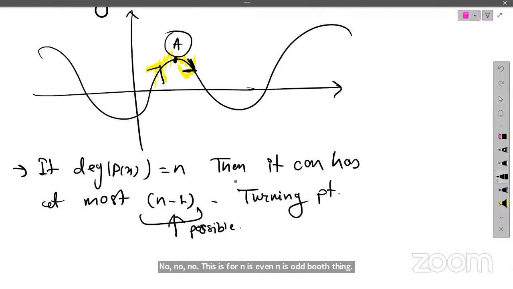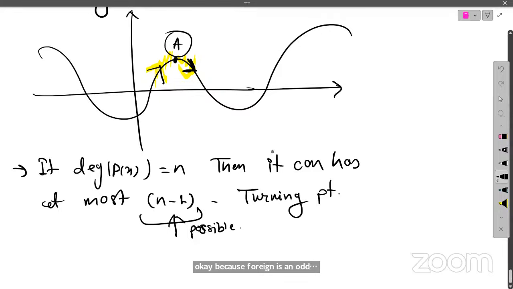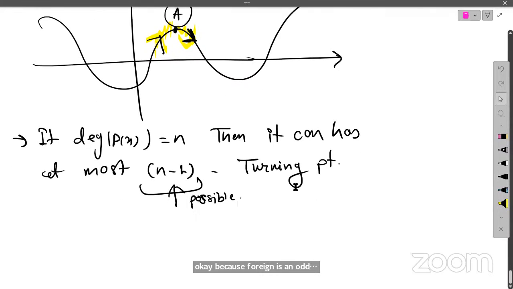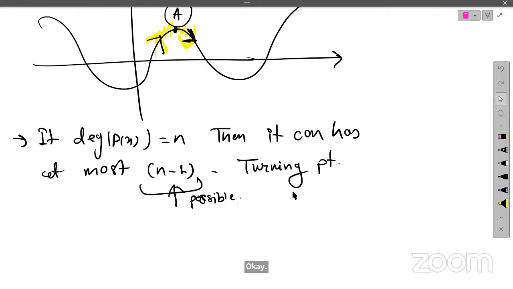Okay, because for n is odd. Yeah, it is for both. It's not mentioned. Okay. For this graph, how many turning points? Sorry, what? Your voice is breaking a little. Yeah, actually, I'm here, some network issue. Okay, you can ask in chat also.